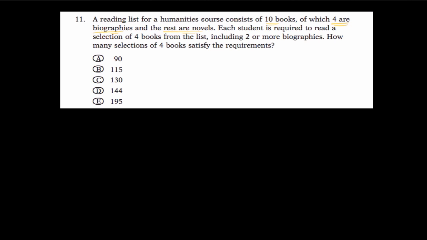A reading list for a humanities course consists of 10 books. So let's write that down. So we have a humanities course that must consist of 10 books, of which 4 are biographies. So I'm going to use B to represent my biographies. So 4 are biographies, and then the rest are novels.